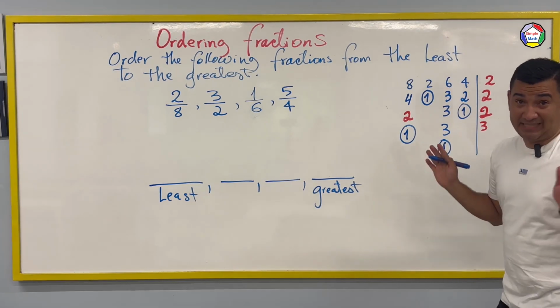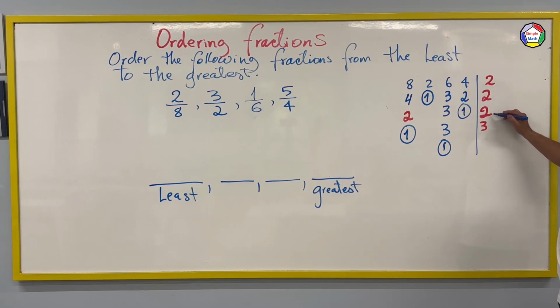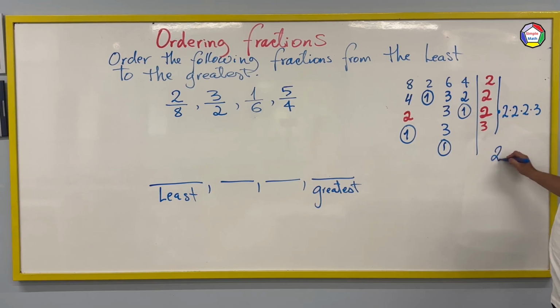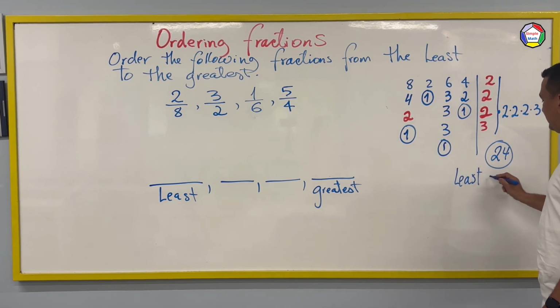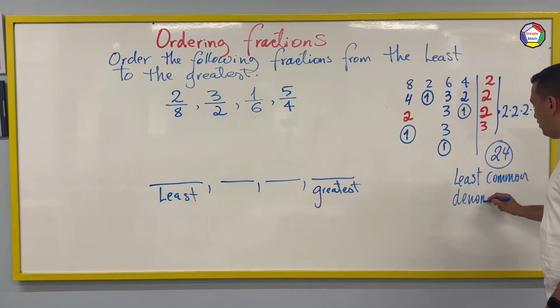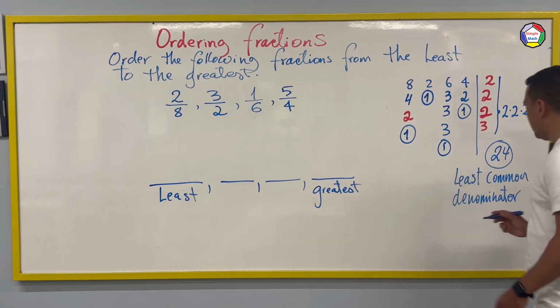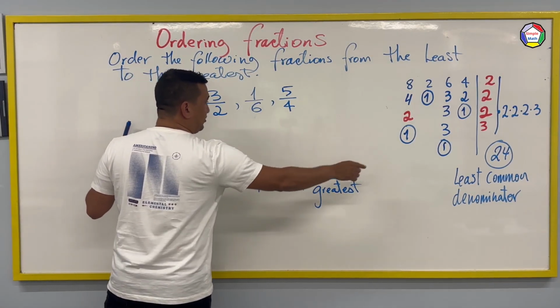And then that's all. I will multiply these numbers. 2 times 2 times 2 times 3. 2 times 2, 4. 4 times 2, 8. 8 times 3, 24. So the answer of 2 times 2 times 2 times 3 is equal to 24. So 24 is the least common denominator. So what does it mean? It means I will try to convert all these denominators into 24.